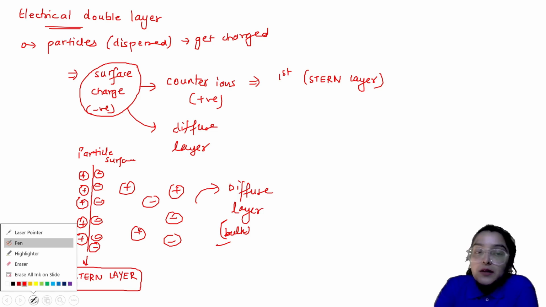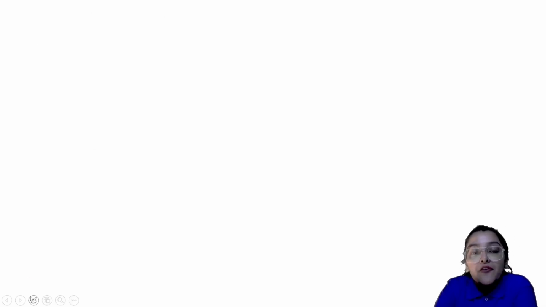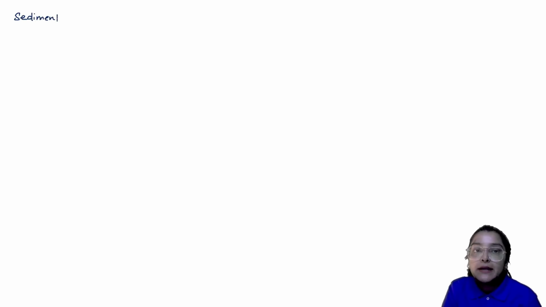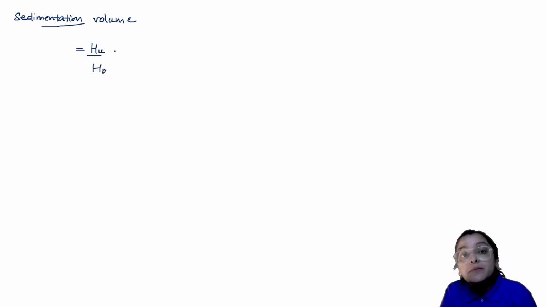Okay students, now last but not the least, we have another major small topic to talk about before we get into our MCQs, which is sedimentation volume. As the name suggests, sedimentation volume is the ratio of the ultimate volume to the initial volume of total suspension.